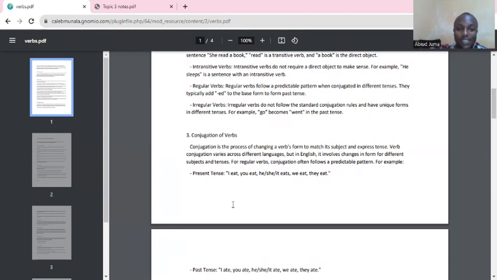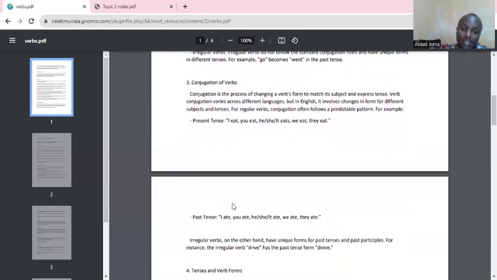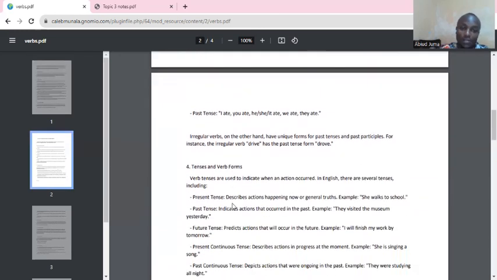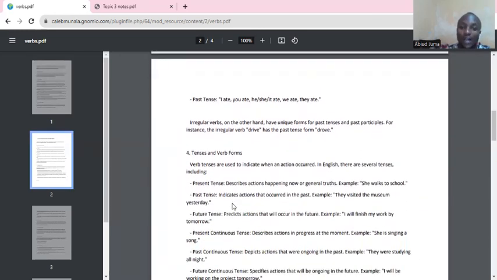For example, present tense: I eat, you eat, he or she eats, we eat, they eat. That is the present tense. But the past tense is I ate, you ate, we ate, they ate. The irregular verbs, on the other hand, have unique forms for past tenses and past participle.